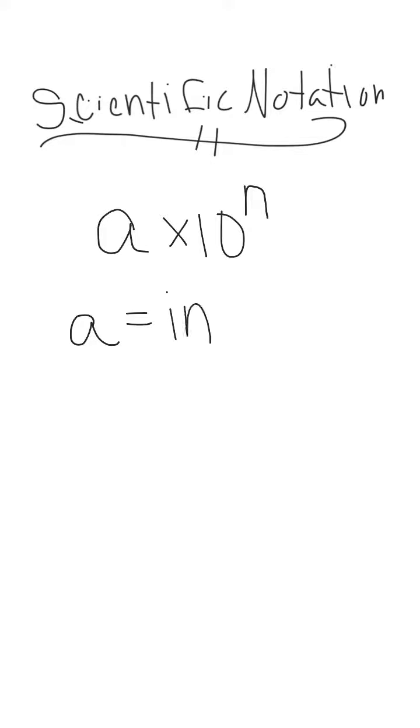Scientific notation has this form. It's usually A times 10 raised to the n, where A has to be, what would you call, an integer or a whole number or a value, and n is also an integer.